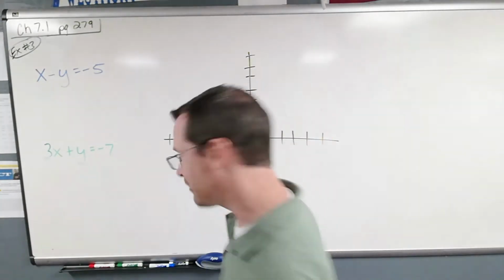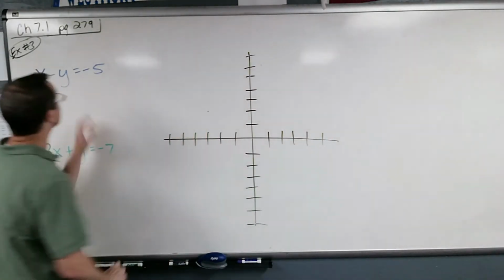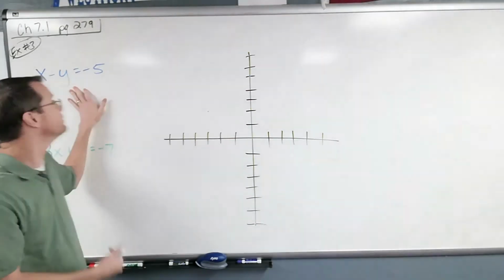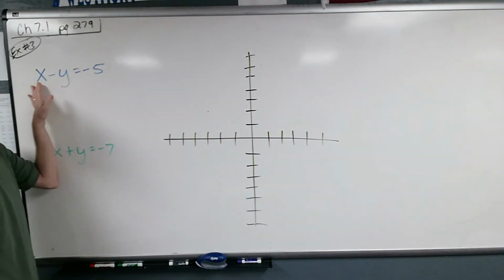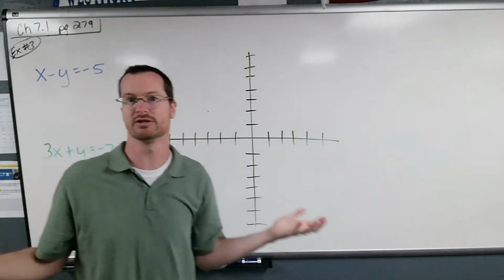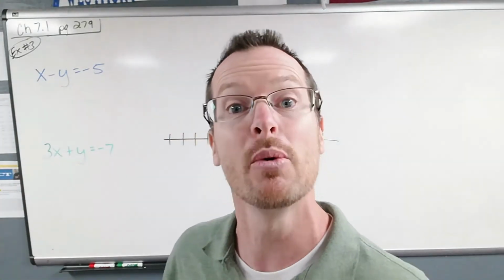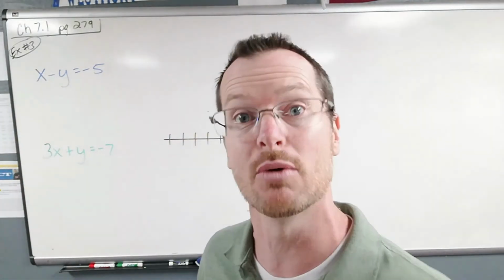Are you guys ready for example number 3? Come with me. Here we go. So, example 3 has the blue line right here, x minus y equals negative 5. Well, that's not in slope-intercept form. We can't graph it like that. We've got to make that y equals mx plus b. So let's get y by itself.